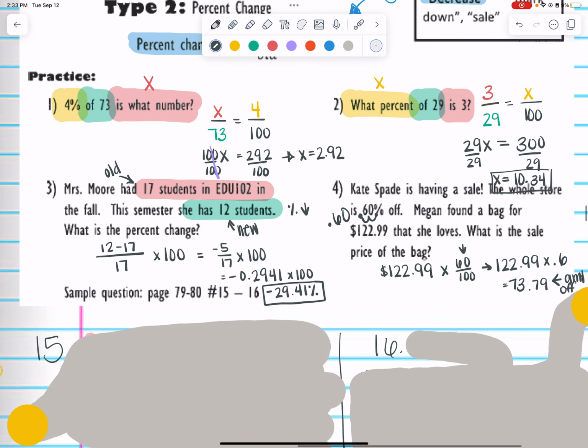To find the price of the bag, the sale price is going to be 122.99 minus the 73.79, which is going to give me a sale price of $49.20. That is the sale price of the bag.